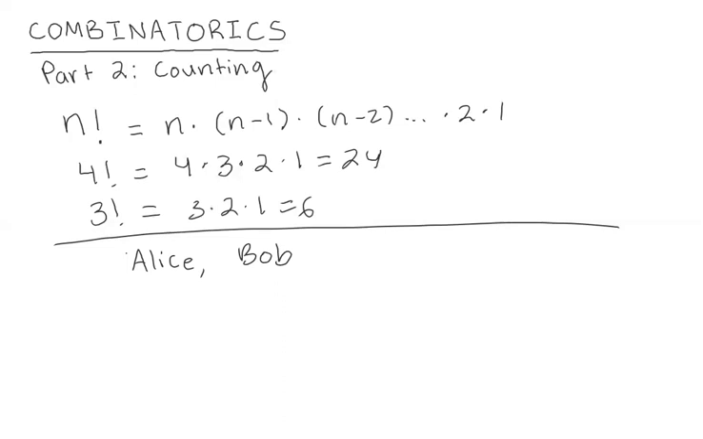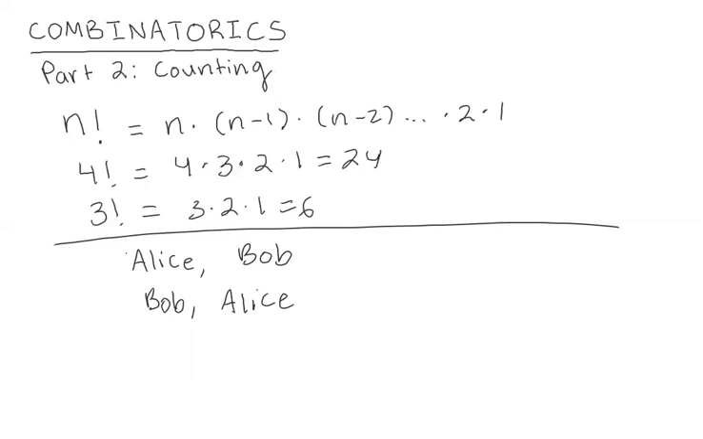You have Alice and Bob, and Bob and Alice. When you take into account permutations, these are different. These are distinguishable, even though it's the same people, they're in a different order. That's what distinguishes a permutation from a combination.